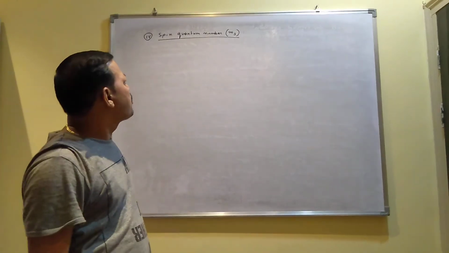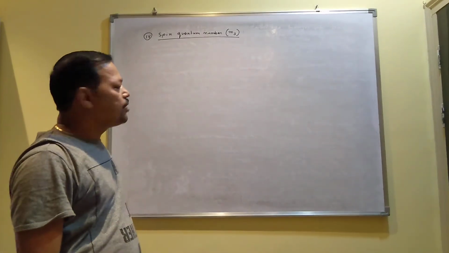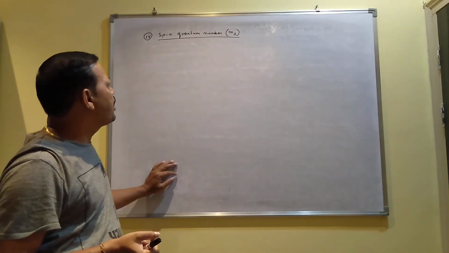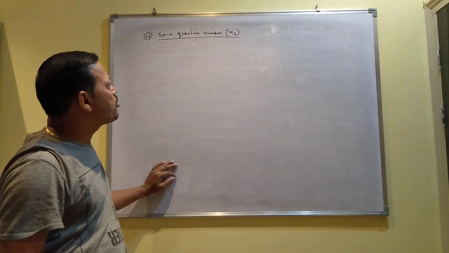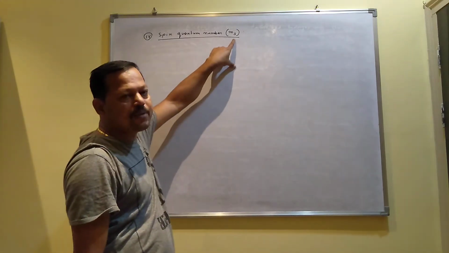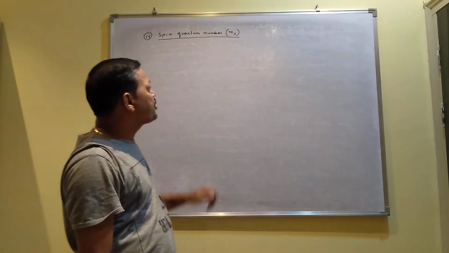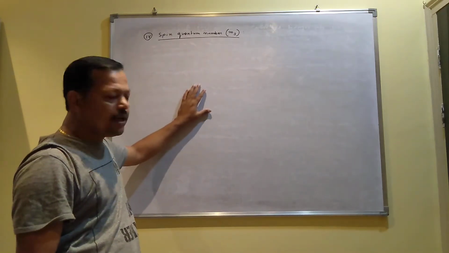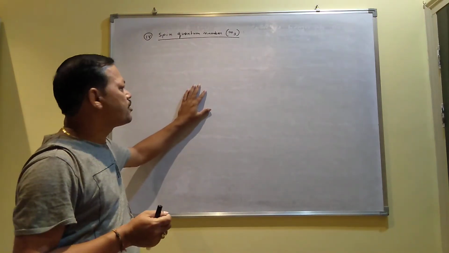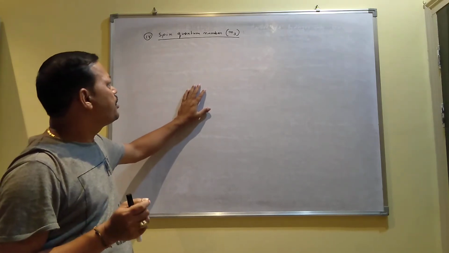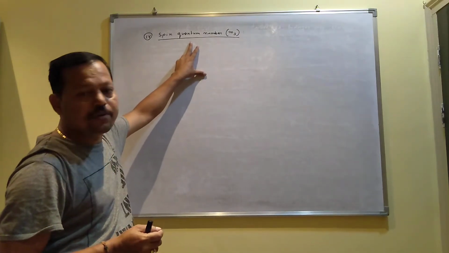Okay, now the fourth quantum number, that is spin quantum number. Yesterday we discussed the magnetic quantum number, and this is the last quantum number, which is called spin quantum number, and it is represented by the symbol ms. What does this quantum number represent? Actually this quantum number represents the spin of electrons. What type of spinning of the electron you can find out from this quantum number.